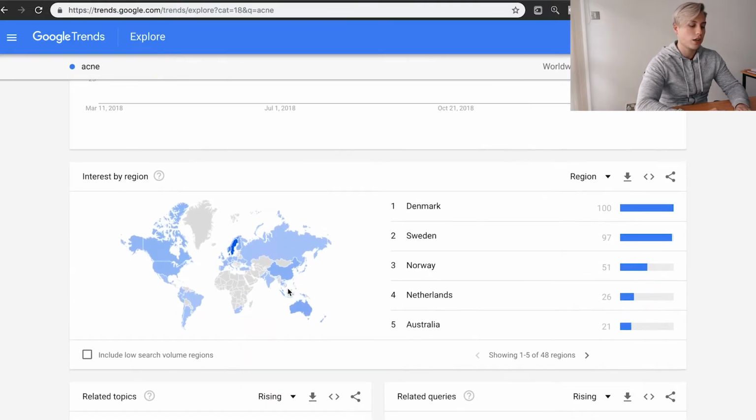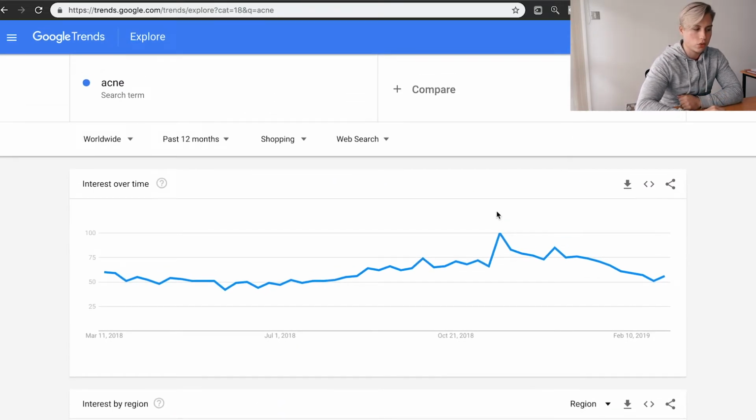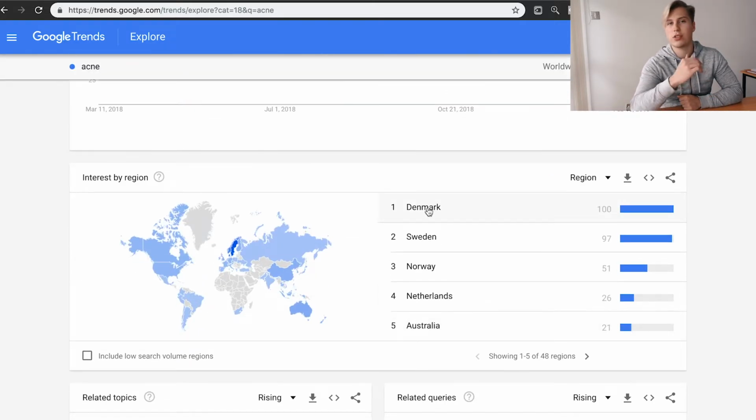What will interest you here is, look at the number one country, it's Denmark. So if I was going to sell a product related to acne, I would go ahead and market primarily to Denmark. Now, that generally will surprise you quite a lot, because most people will just think, okay, I'm just going to go for the United States or the United Kingdom or some of the big English-speaking countries. And that's fine. That is generally the way to go. But here you can get some more insight if Google has it.